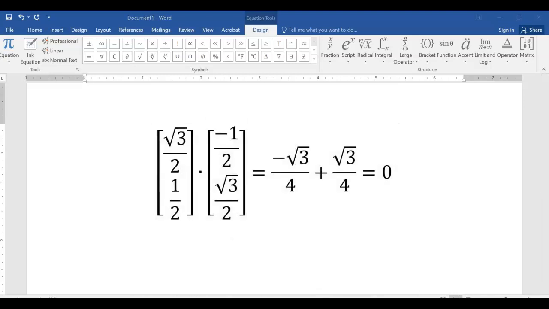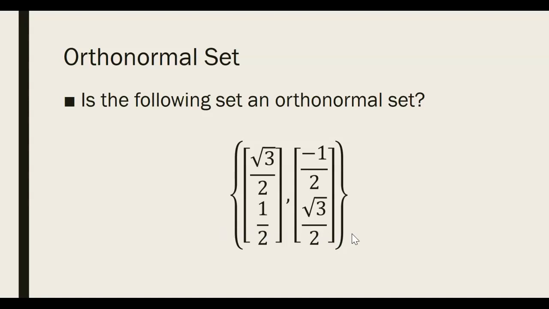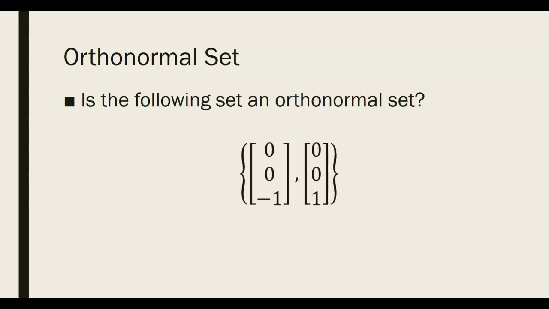So what this is saying is that this set here is orthogonal and each vector has length 1. So this is an orthonormal set. I want you to take a look at this set and see if it's orthonormal. Push pause on the video and go ahead and do it.